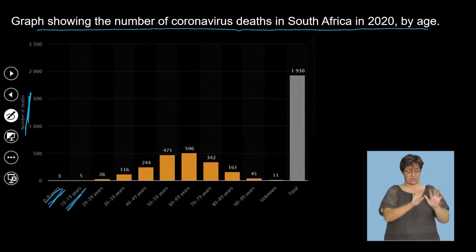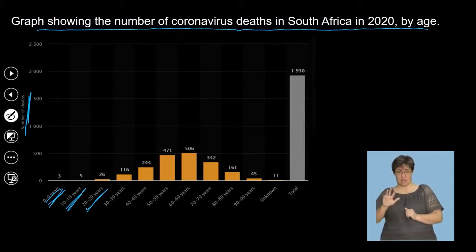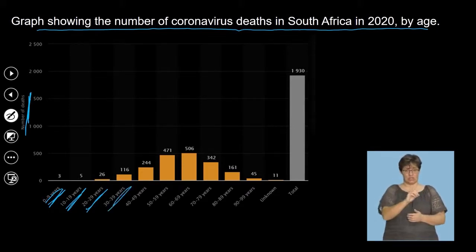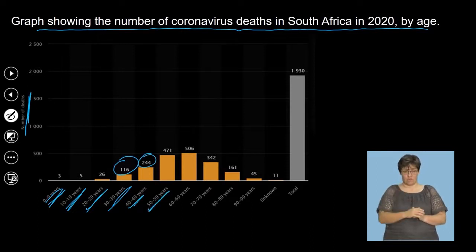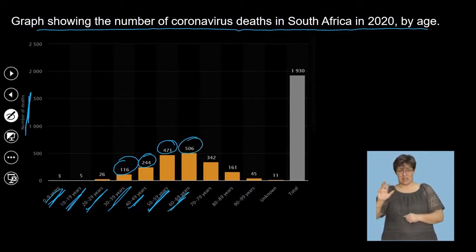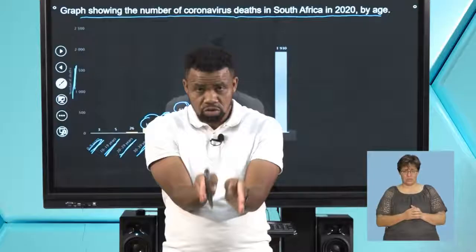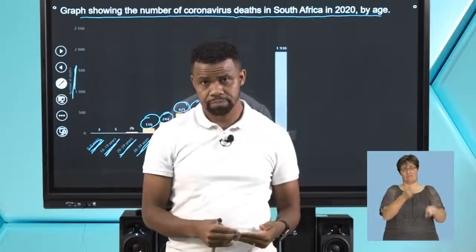10 to 19, 5 deaths. 20 to 29, 26. 30 to 39, 116. 40 to 49, 244. 50 to 59, 471. And 60 to 69, 506. Can you see that 60 to 69 is the highest? That is where we get most of our deaths from COVID-19.